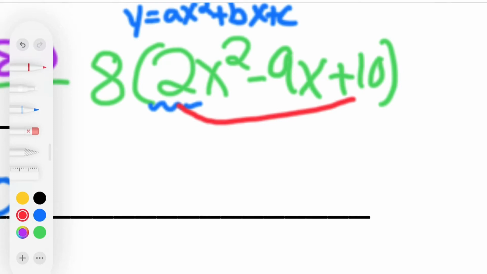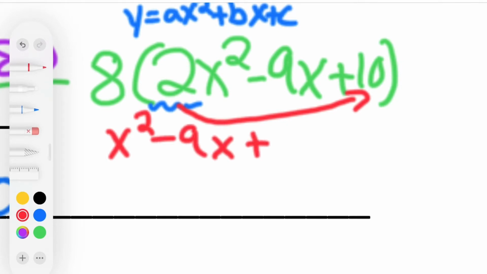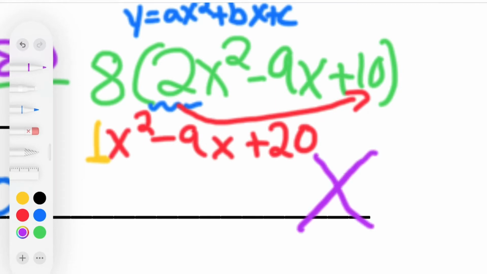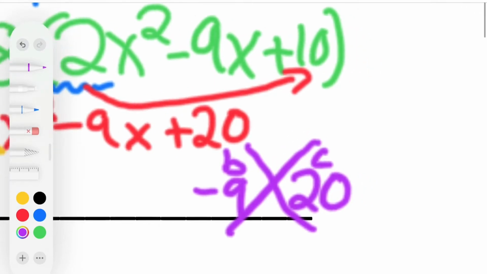So we're going to take our 2, or our A, and slide it to our C. So now we are factoring x squared minus 9x plus 20. Now does my A equal 1? Yes, it is 1 as my coefficient of x squared. So now I can do my big X method. So I'm going to create my big X. My B is my negative 9. My C is my positive 20.